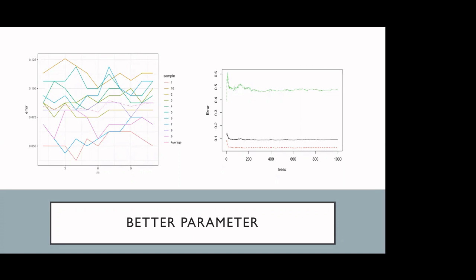However, when you check the test error for each line, m equal to 4 is the lowest test error for most lines. So m equal to 4 and 200 trees are our final choice.